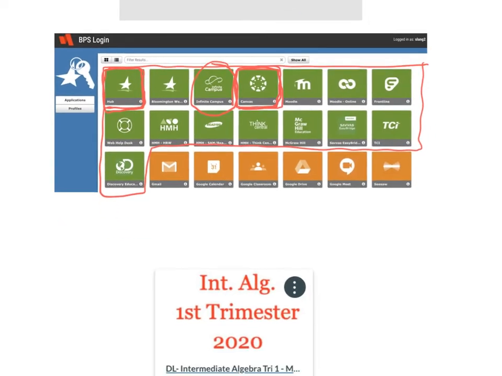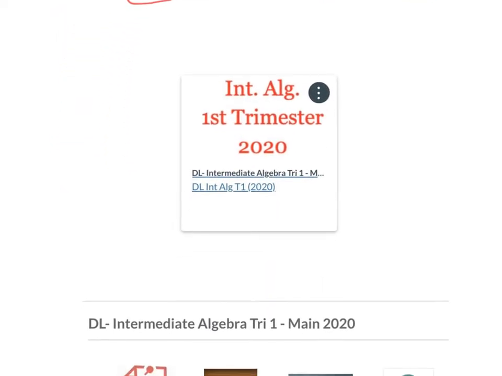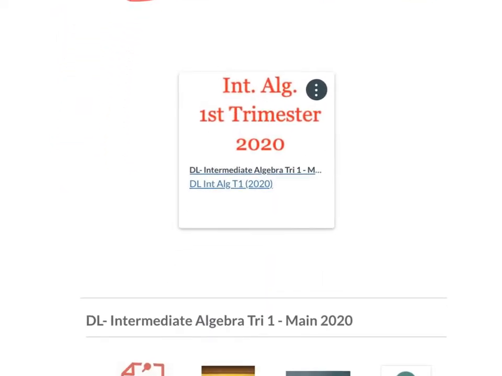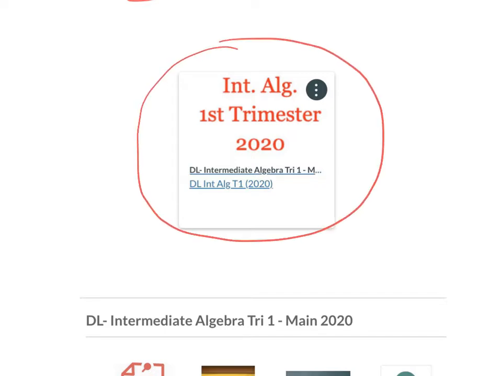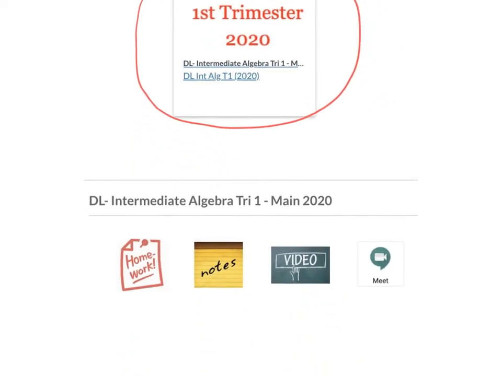Once you click on Canvas, you'll come to your dashboard, where there'll be a card like this for every class that's using Canvas to deliver their content. So you're looking for the tile that looks like this, Intermediate Algebra, first trimester, 2020. Click on that, and it will take you to our course. And this is all in Canvas.